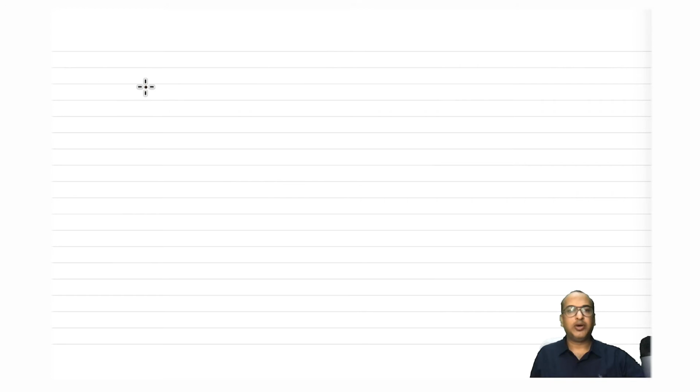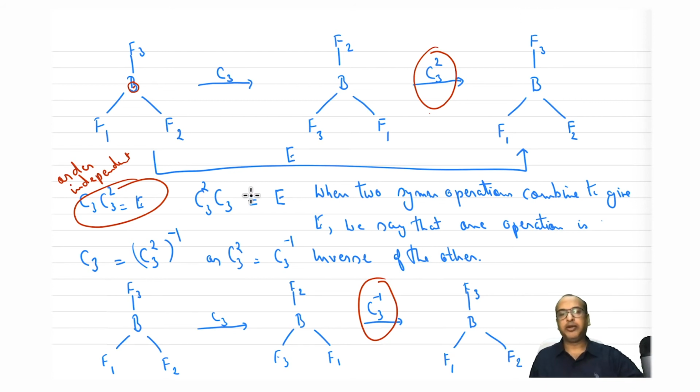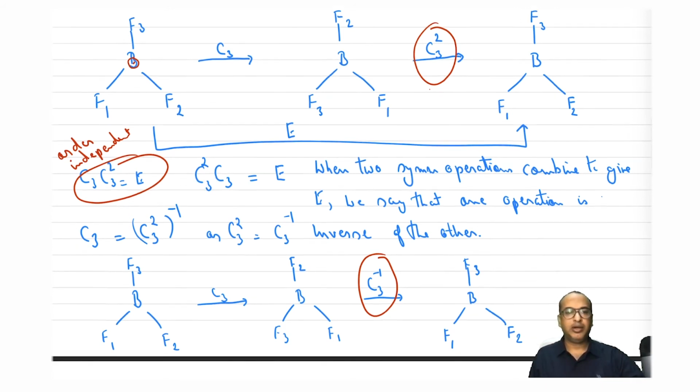But okay, so now let's also see a case where the symmetry operations do not commute. Actually, let me go back. The order does not matter. So we can say that C3 and C3 square, if you do it, then also it will be equal to E. So order does not matter. Order independent. Because they are combining to give E, the order would not matter here. But if they don't combine to give E, the order will matter and it may or may not commute.